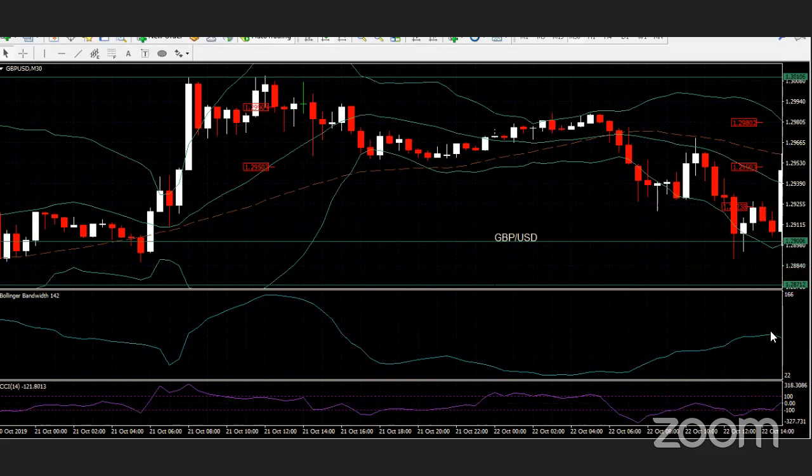And I still didn't have my downturn in the bandwidth indicator to confirm that move. So that's the other thing I was waiting for. I needed that last bit of confirmation or I won't take the trade.